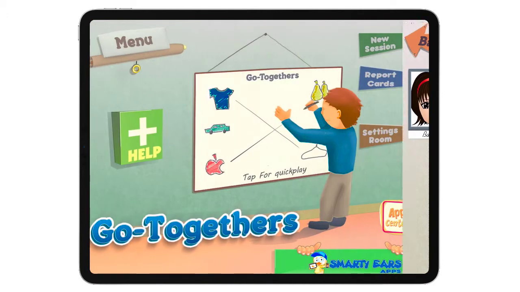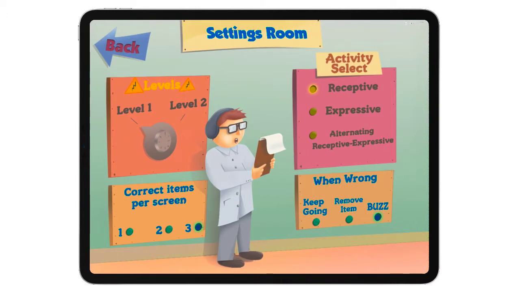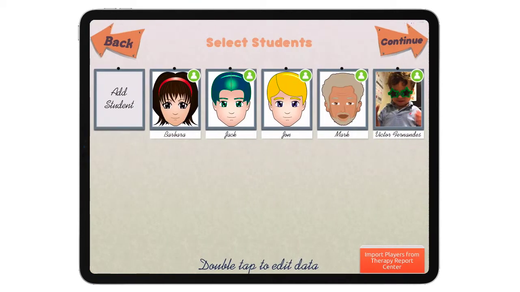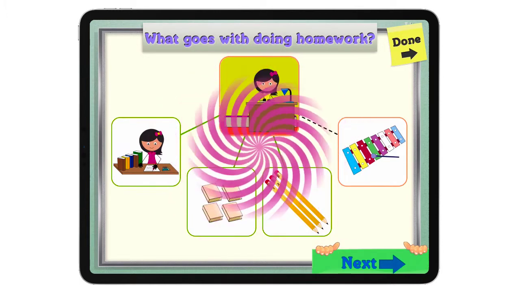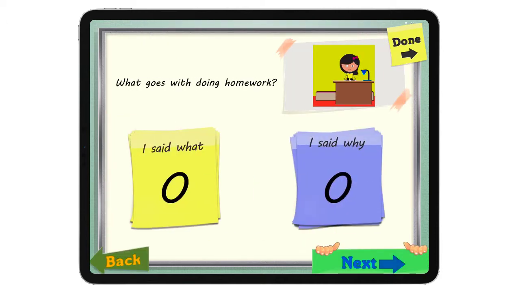Speaking of asking them why things go together, let's go back to the settings room and switch to alternating receptive and expressive. Now we click here, New Session. We're going to select Victor again. What goes with doing homework? Pencils, books, and a table. Once I click Next, what goes with doing homework? The child is actually able to tell you those items or additional items.